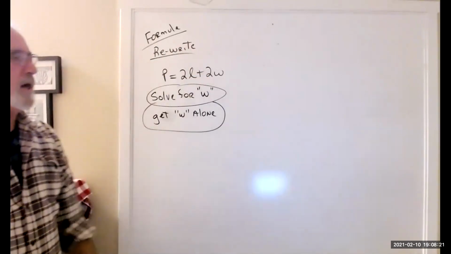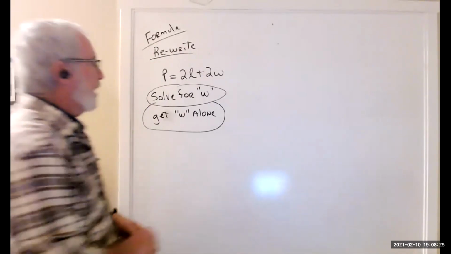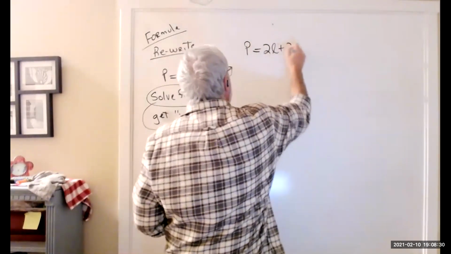All right. Well, how do you do that? Well, I'm first going to do it, and then we're going to talk about it. Okay, so let's take the problem: P equals 2L plus 2W.